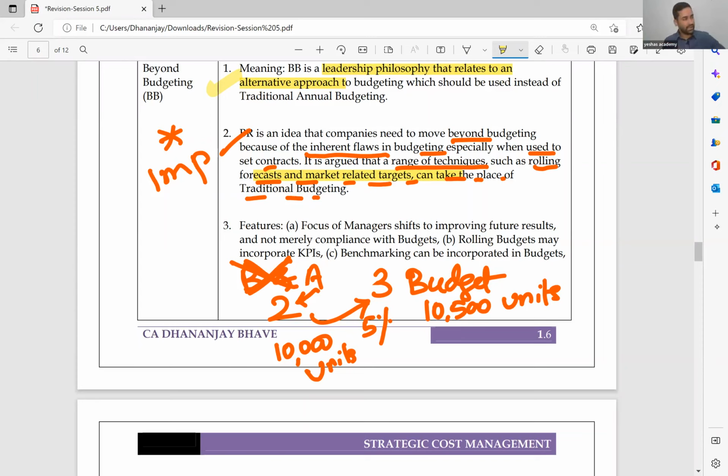You cannot say last year 10,000, therefore 10,500. Why don't you benchmark yourself with the best practices? Everyone is producing 11,000 every day, 11,500, 12,000. Why don't you think that way? Beyond budgeting is making your budget not based on past year performance, but based on the market factors.